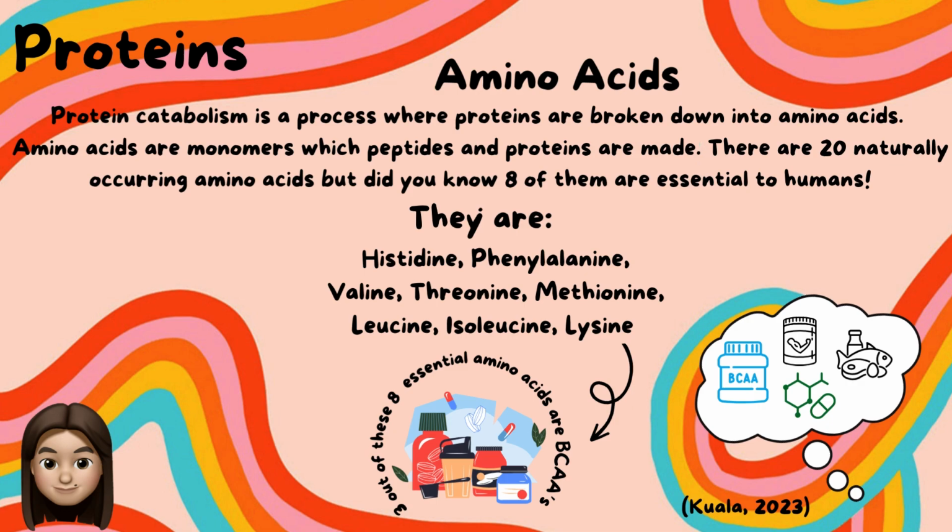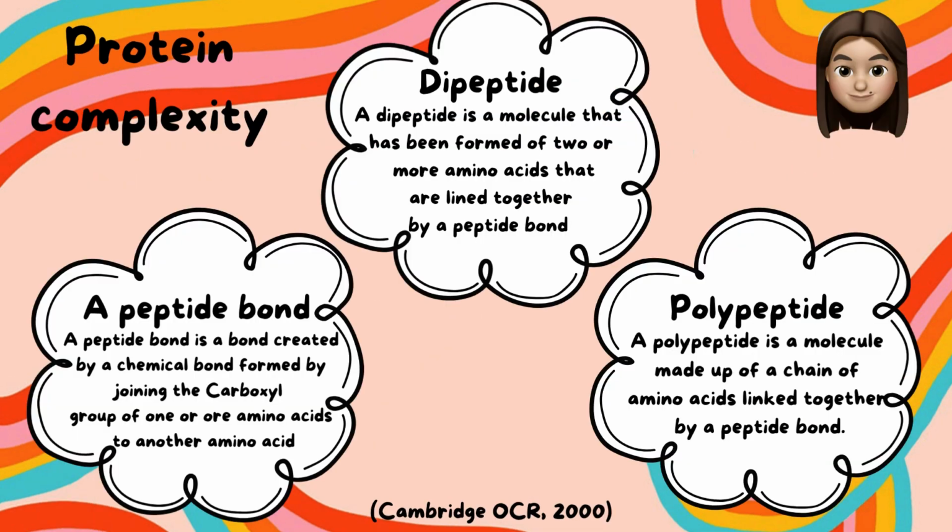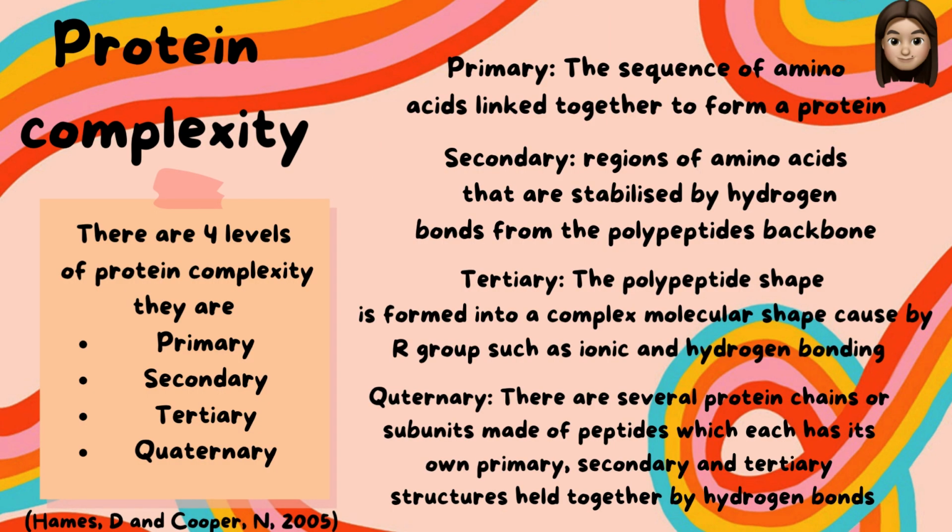Although your body can make non-essential amino acids, it cannot make essential amino acids, so you have to get them from your diet. There are several non-essential amino acids which you only need during illness, pregnancy, infancy, or trauma. A peptide bond, a dipeptide, and a polypeptide are all essential keywords when talking about proteins. Protein complexity.